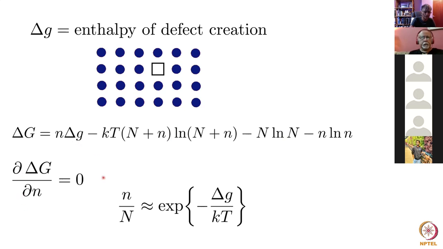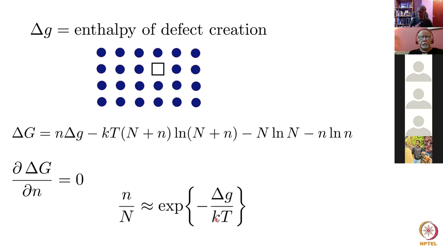So to find the equilibrium value, you differentiate this with respect to the number of defects, set it to zero, and you get that the equilibrium number of defects, small n, divided by the total number of sites I have here, N, is the exponential of minus the energy of formation of a single defect divided by kT. So what this shows is that you will always have defects at equilibrium, right? There is no way you can create a defect-free material if you are at equilibrium.